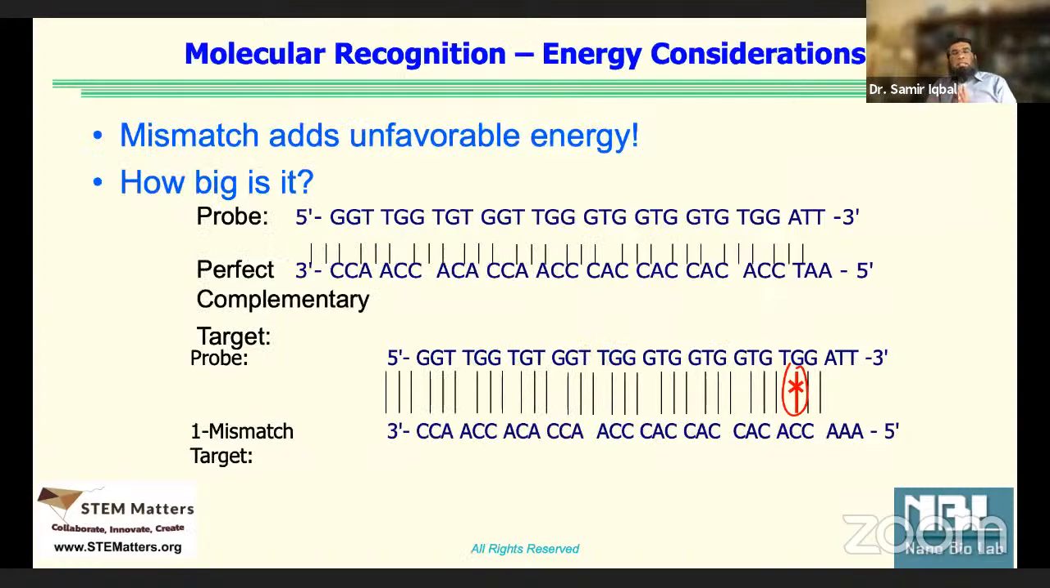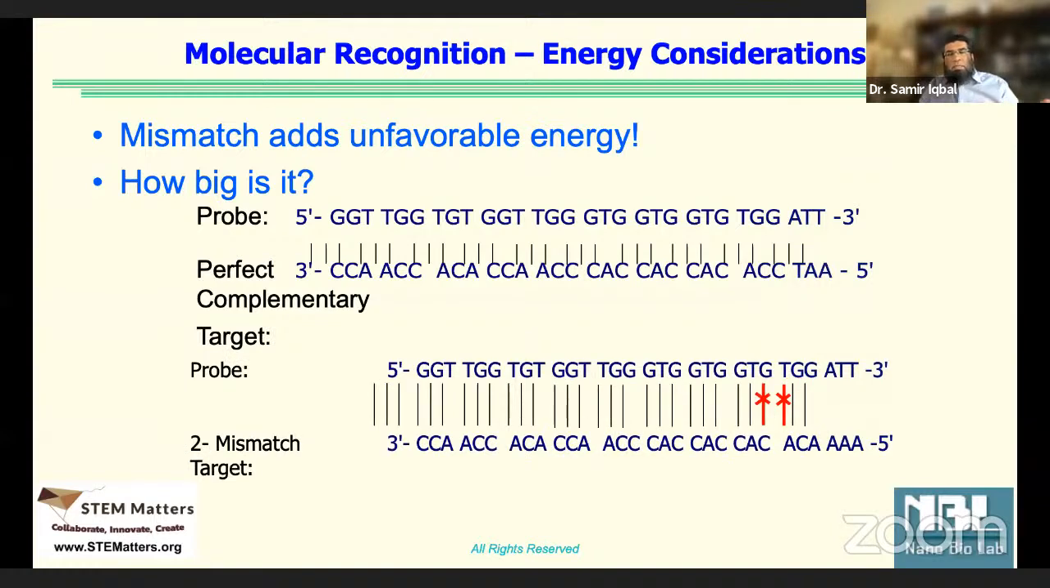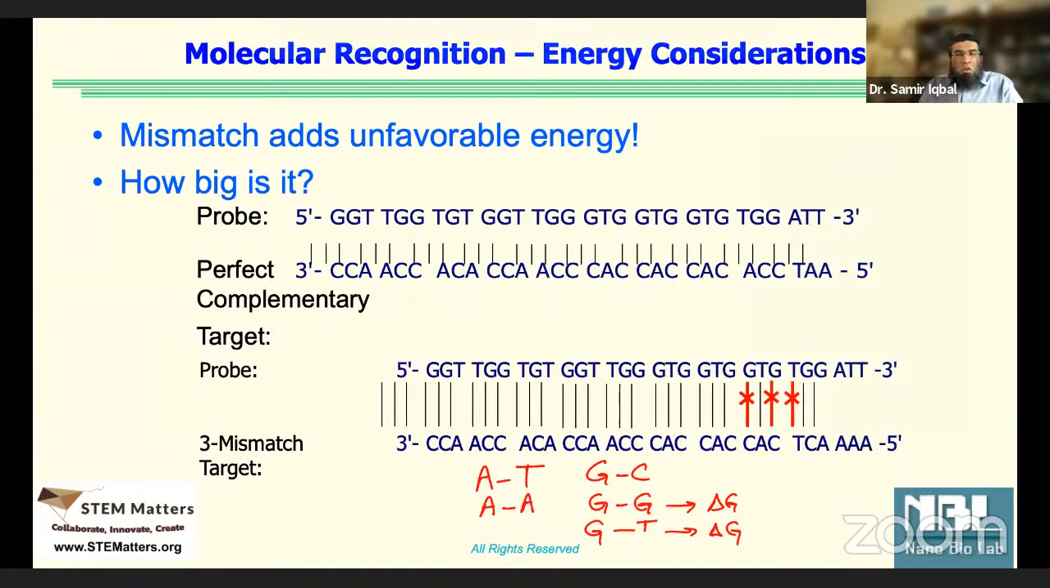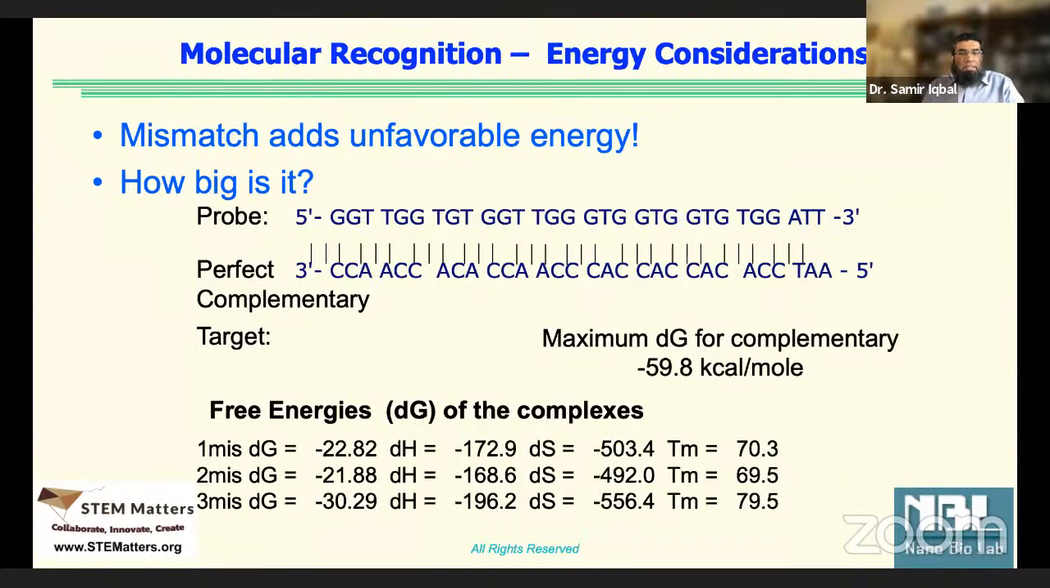That can be used to detect or calculate the addition of good energy, a reduction in energy, or bad energy, which is an increase in energy from any mismatch. Here there are two sequences. One is shown as a perfect complementary to the probe molecule, and the lower one shows one mismatch. So one mismatch versus two mismatches versus three mismatches; there is a contribution from those mismatches. That contribution is positive energy, and it can be calculated and can tell us how stable the molecular recognition would be.